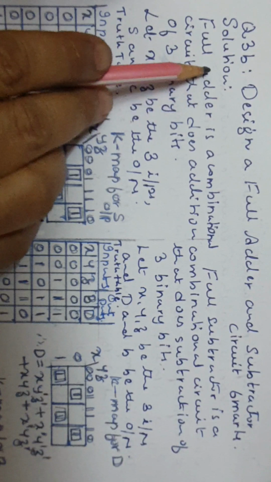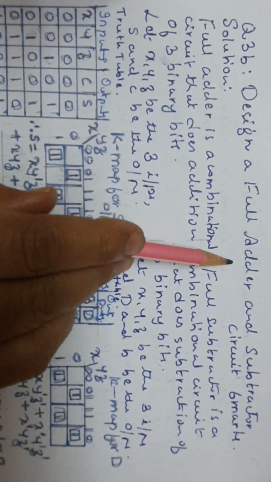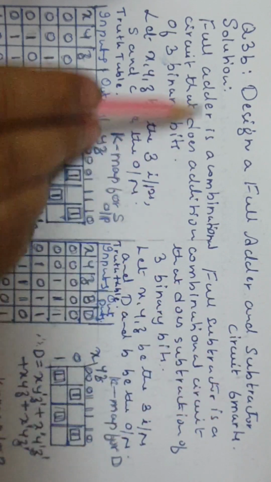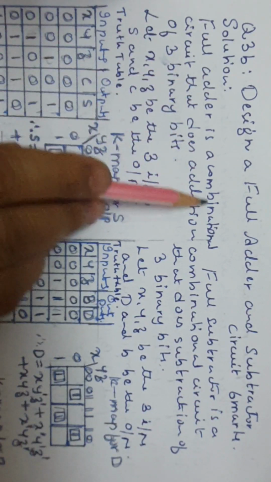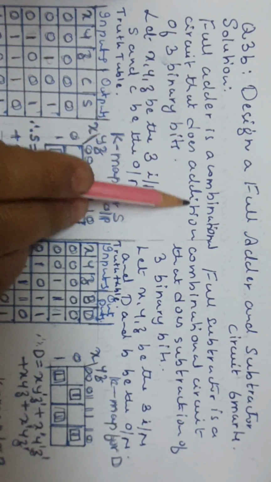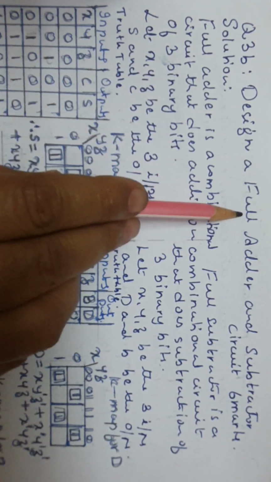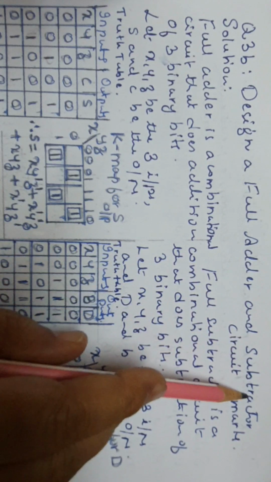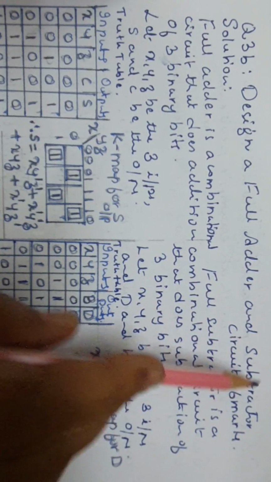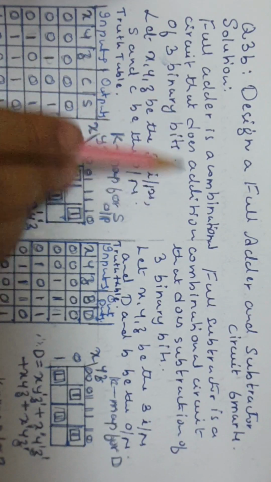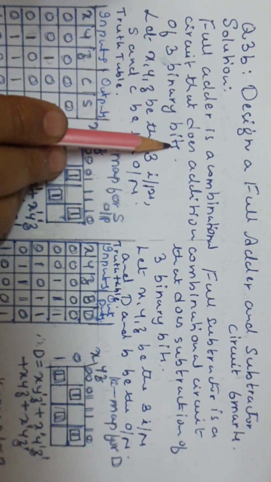So next question number 3B, design a full adder and subtractor circuit. 6 marks. Solution. Full adder is a combinational circuit that does addition of 3 binary bits. So first we shall see about full adder and then full subtractor.